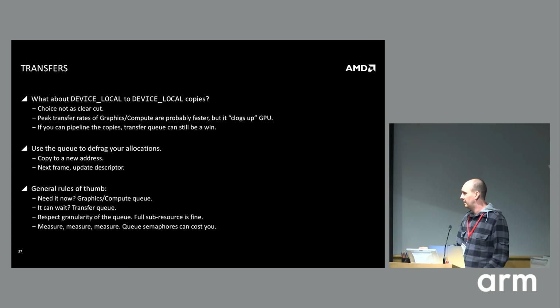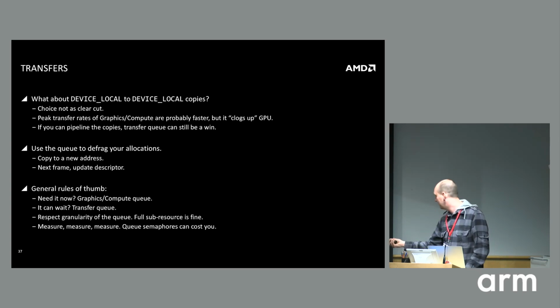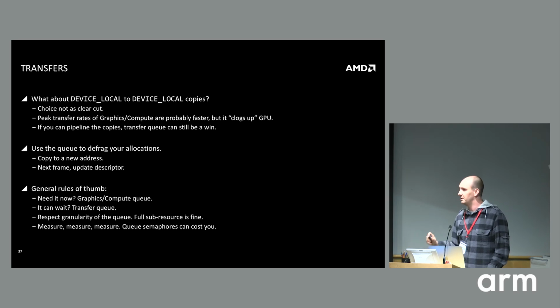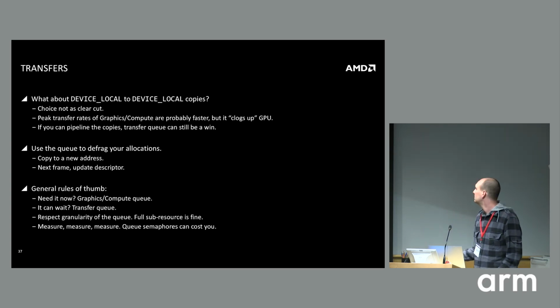And since we have Mr. Hoodie in the room, I'm channeling Richard here. Measure, measure, measure. You need to make sure that you're making the right choice. So there are costs to using the transfer queue. You've got the semaphores, you've got the synchronization on top. So do measure and make sure you're making the right choice for your specific case.